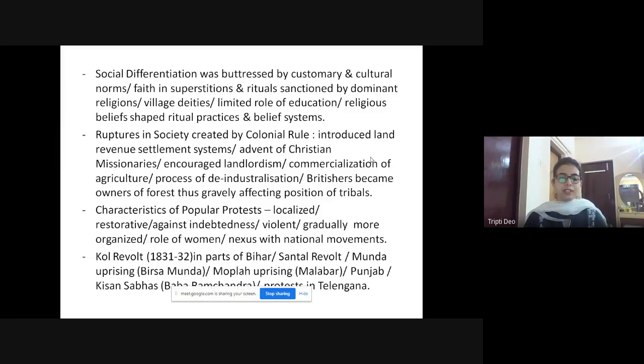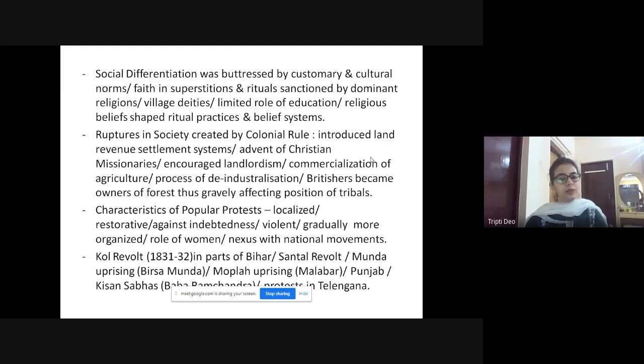Right, as for the characteristics of popular protests generally, you can study the specific protests from your EDU source. They were more localized, restorative, against indebtedness, and violent. Gradually, they became more organized. There were also at times roles of women. And later, these protests were merged with the national movement. So these were general features of popular protest during the colonial period.